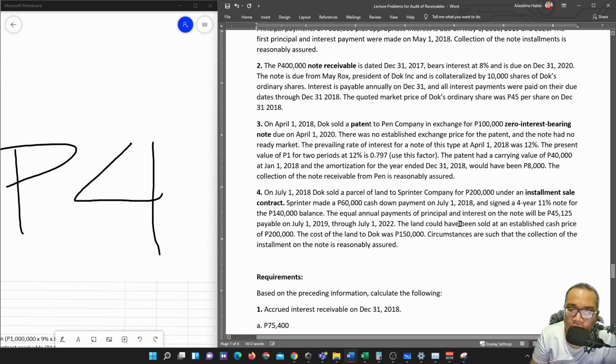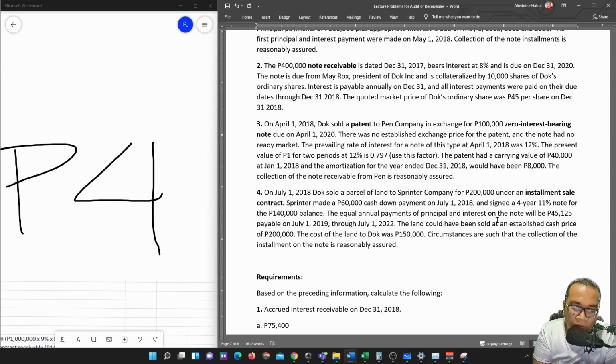On July 1, 2018, si Doc nagbenta ng parcel of land to Splinter Company for 200,000 pesos under an installment sale contract. Kung saan, 60,000 cash down payment on July 1, 2018, then assigned a 4-year 11% note for the 140,000 balance. So, dito sa 140,000 balance, the equal annual payments of principal and interest on the note will be 45,125. Check natin kung tama.